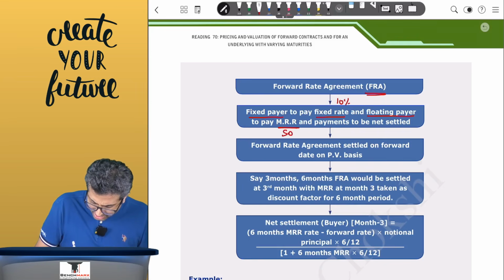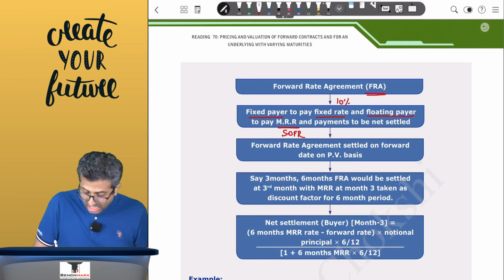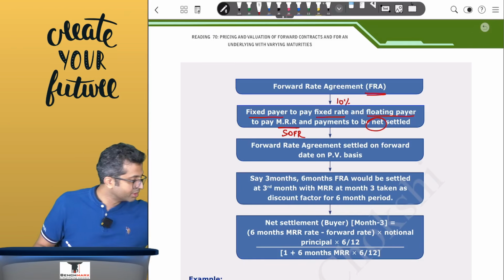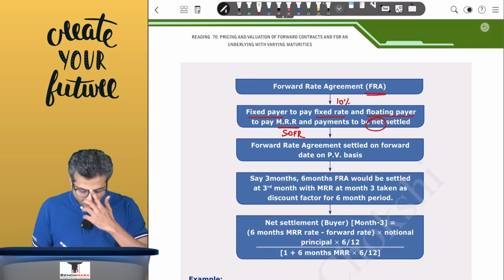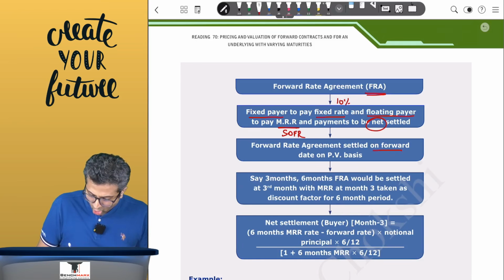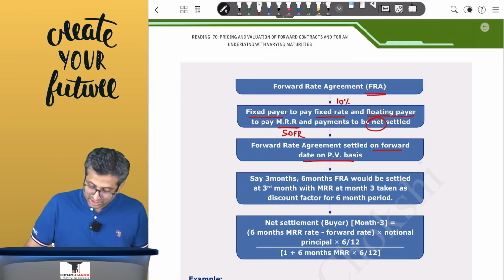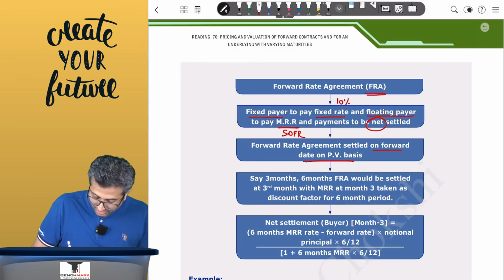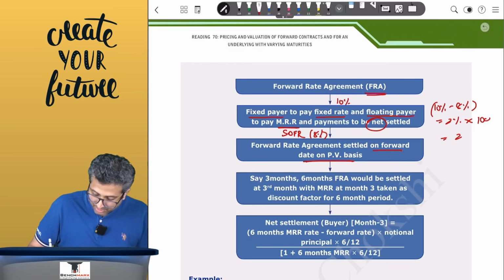Let us say this is the Secured Overnight Financing Rate, SOFR, and the payments in this case will be net settled. A forward rate agreement is to be settled on a forward date on a present value basis. For example, if the secured overnight funding rate is 8%, you will have 10% minus 8%, that is equal to 2%. So if the notional principal is 100, that is a payment of 2.